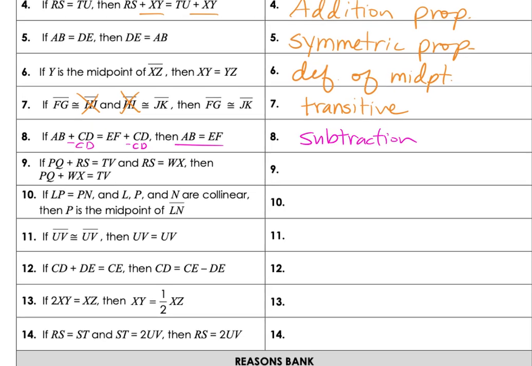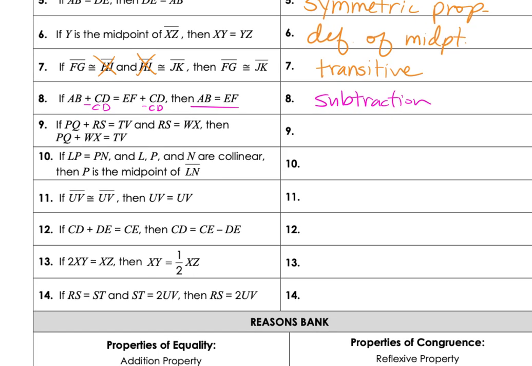What'd you get for number 9? If PQ plus RS equals TV and RS equals WS. Yep, so they substituted right here. So substitution. What'd you get for 10? That's the definition of a midpoint. Yep.